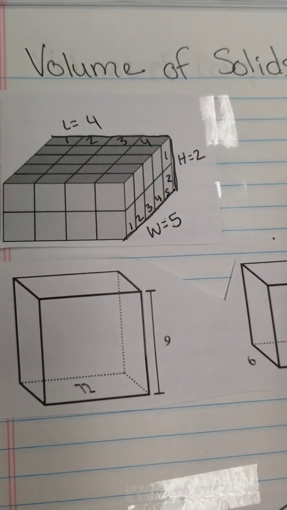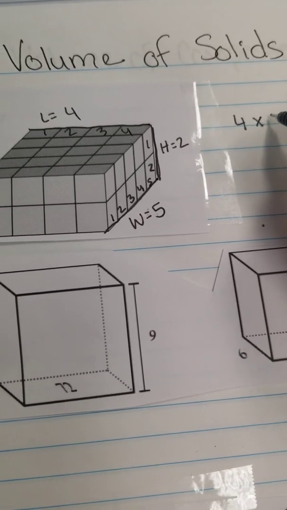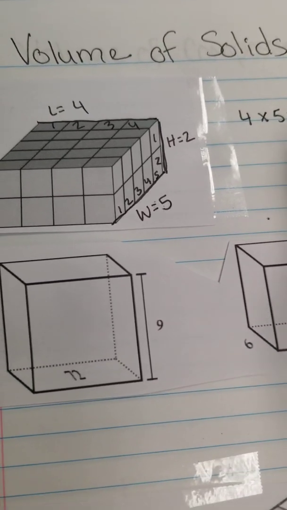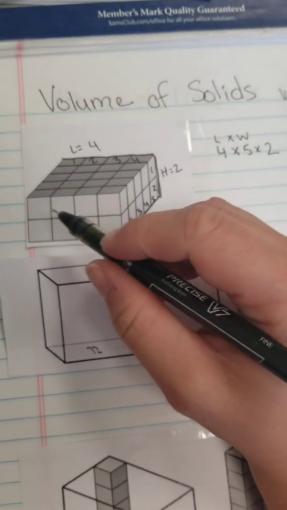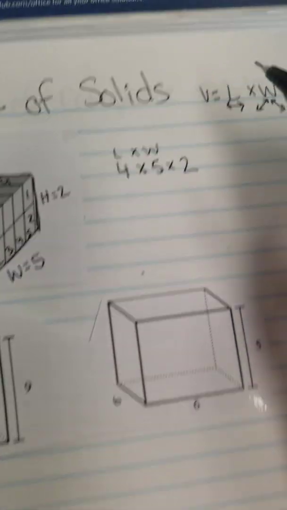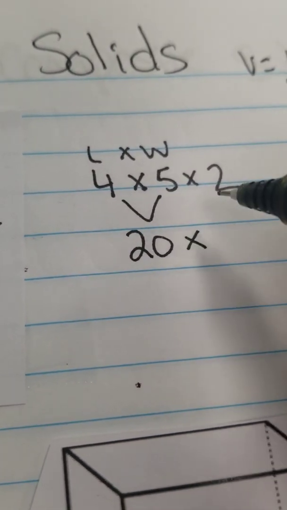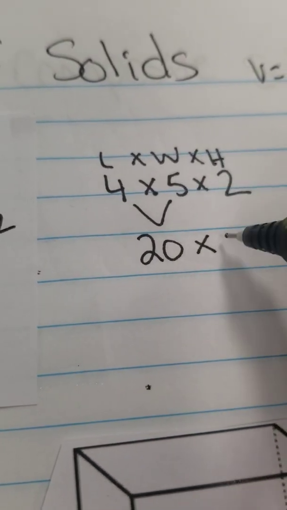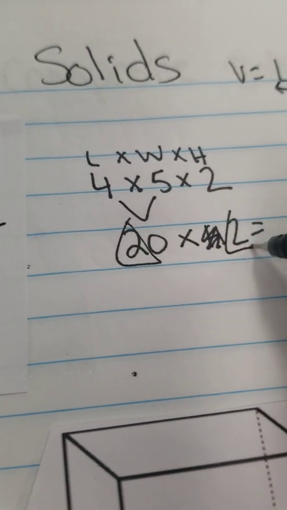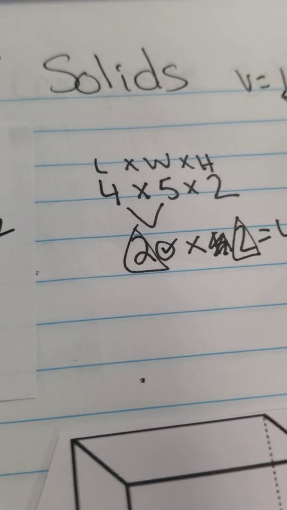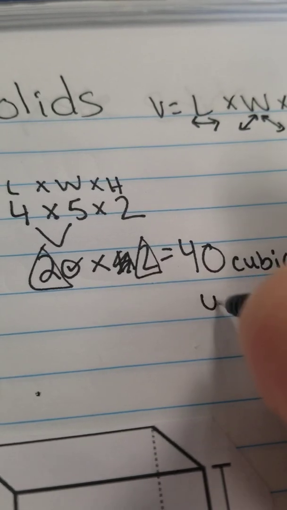So if we wanted to find the volume of this, we would multiply our length times our width times our height. Now, when we're multiplying our length times our width, we're basically finding the area of the base, the bottom layer. So if I multiply my length times my width, I get 20. Now I need to multiply it by the last part, my height, which is 2. So 20 times 2 is 40. So the total volume of the shape is 40 cubic units.